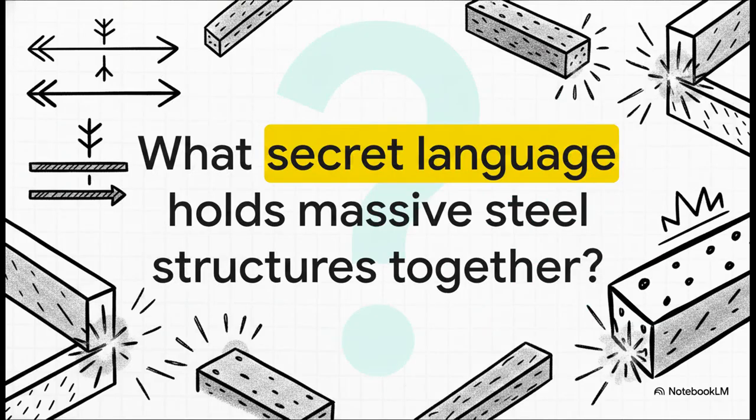Well, that secret is the weld symbol. It's this incredibly dense, standardized way of telling a welder everything they need to know: what kind of weld, how big, where it goes, all packed into one tiny little graphic.